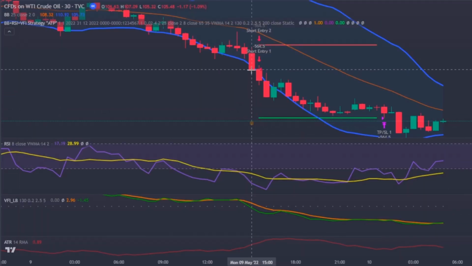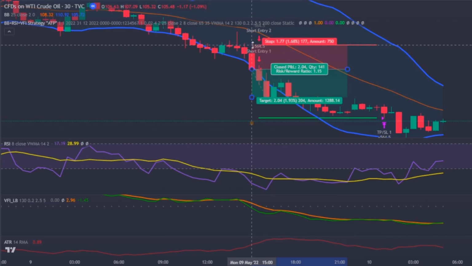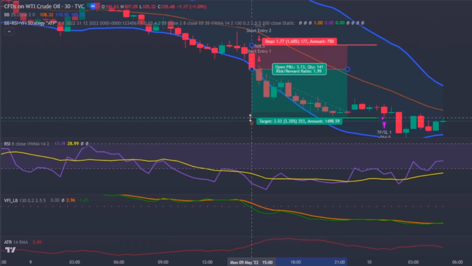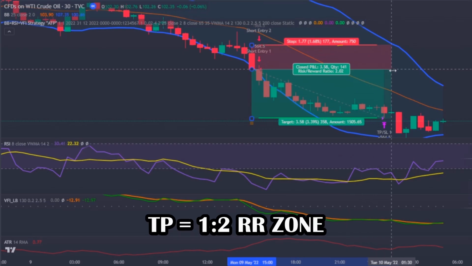So I will use the formula 2 times the ATR pip value to place every stop loss, and the take profits will always be on the 1 to 2 risk to reward zone.